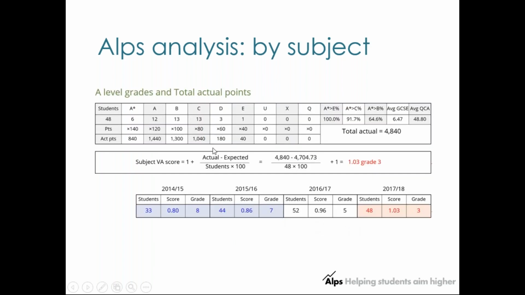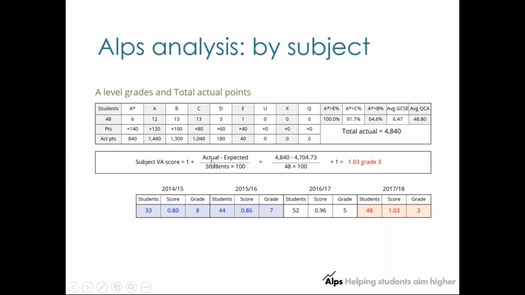You can then see the actual points that student scored at A level. And here we've got 6 students getting an A star times by the 140 that an A star would get, with an actual points total of 840 points. And all the way along, you can see all the points that were actually scored by the students in the cohort, and they actually scored 4,840 points.